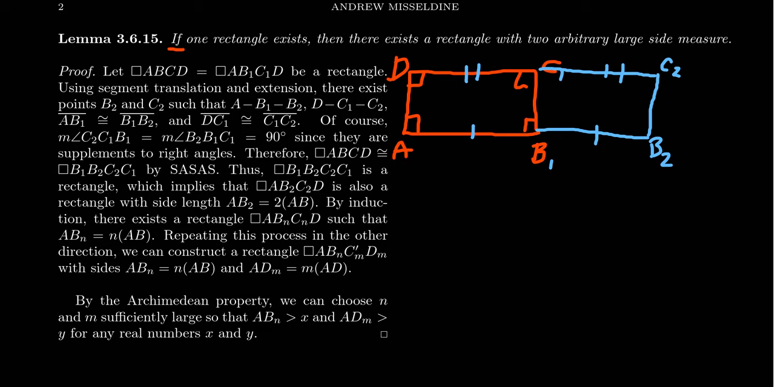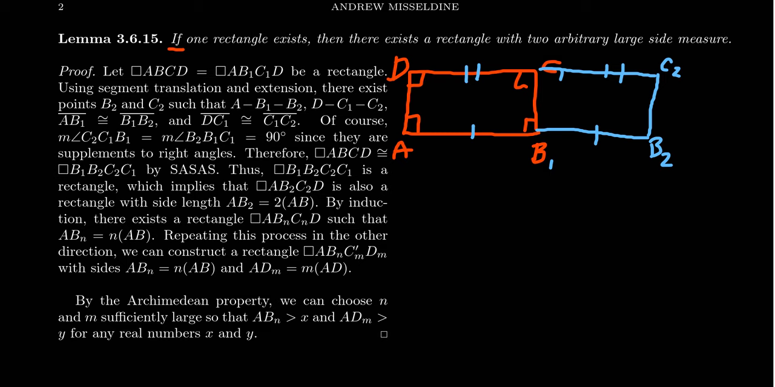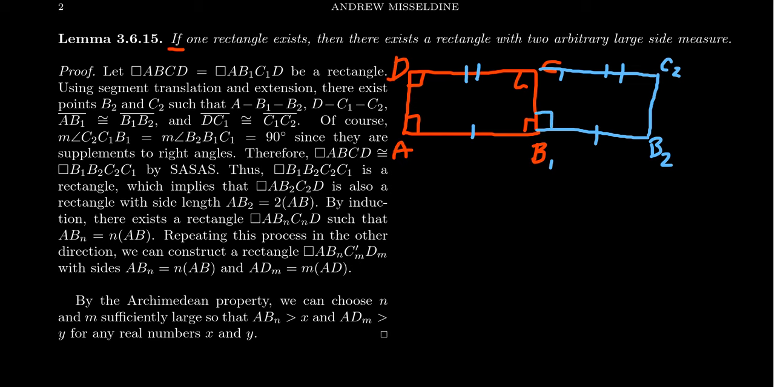Well, first of all, the angle A, B1, C1 is supplementary to the angle B2, B1, C1. And as the first angle is a right angle, its supplement will also be a right angle. Likewise, this angle above here will be a right angle as well. And so we have these two quadrilaterals, A, B1, C1, D, and B2, B1, C1, C2.